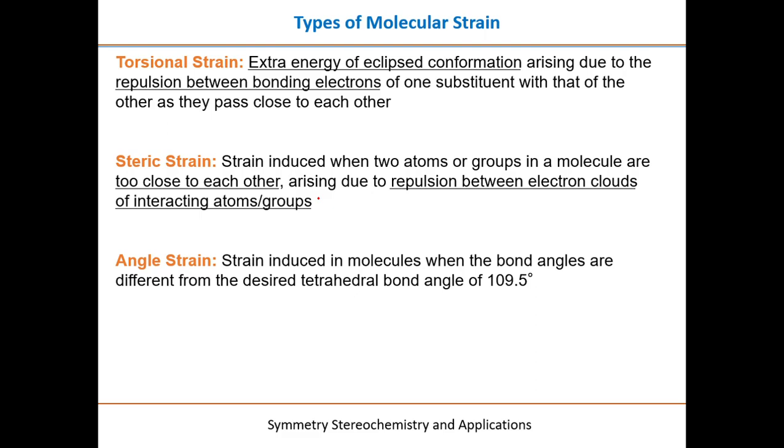When two atoms or two groups in a molecule are too close to each other and are repelling each other, we observe steric strain. The third one is angle strain. Angle strain is induced in a molecule when the bond angles are different from the desired tetrahedral angle. The desired tetrahedral bond angle is 109 degrees. If we get an angle less than this, that means there is angle strain.